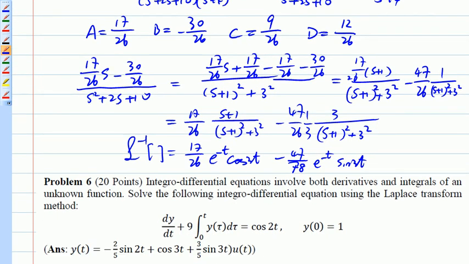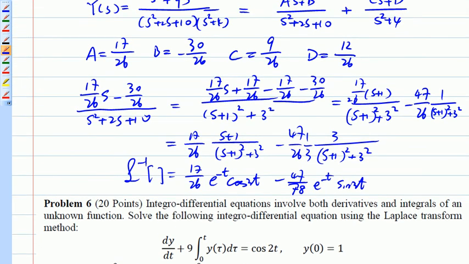Alright, so let's take a look at problem number 6. Actually, this term here, just a second, has nothing to do with exponential. Now you can take a look at your Laplace transform. It's just going to be cosine 2t and sine 2t with different gains.